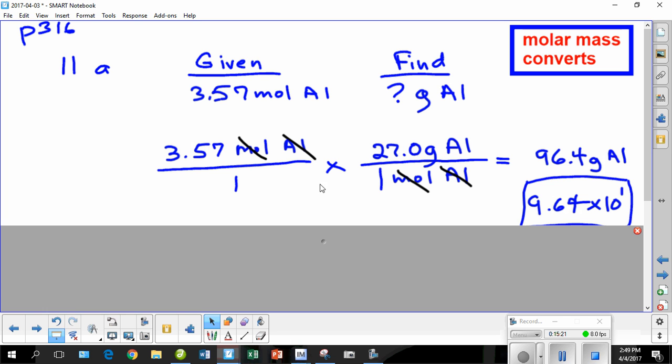Isn't it easier? Wow. It's simply one multiplication or one division. That's it. You're done. Molar mass does the conversion. When I look up on the periodic table and I look at aluminum, which is element number 13, at the bottom of the box, I see 27.9 something. 9 is a number bigger than 5, so I'm rounding this to 3 sig figs.